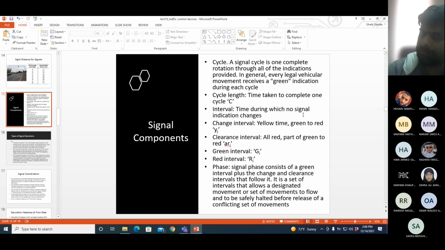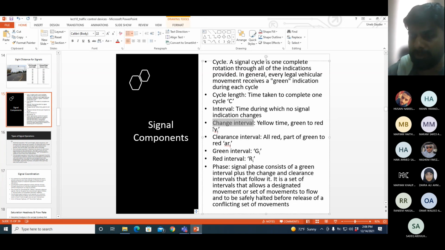Depending upon the type of light which the signal is showing in the interval, we can have different types of intervals. We can have yellow interval, which is also known as change interval. Yellow or change interval means the same thing. We also have all red interval, which is known as clearance interval. What happens during clearance interval? All directions are having red time. Now, what's the reason for that?